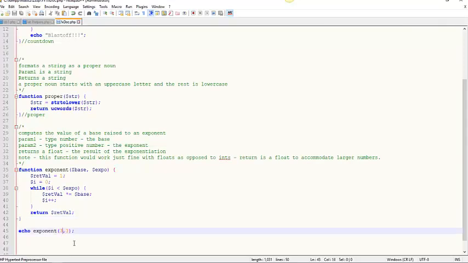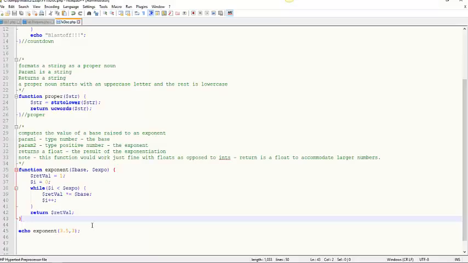So let's say that my base was 3.5, right? And so at this point, it's not an integer, but I'm telling you it's going to work just fine. There's no reason you can't have a base that's a fractional value. Same with the exponent. But I want to show you about that type hinting thing.